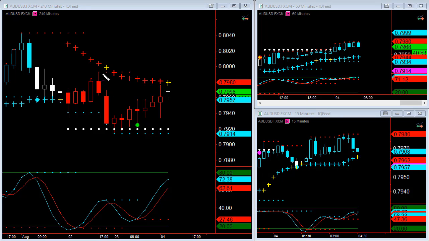Right now, what I'm seeing is we're making lower highs, but higher lows in the stochastics. I would look for a reversal bar on the Aussie dollar. And then if we get the reversal bar, then more than likely this is going to turn down, and that would confirm the hidden divergence.